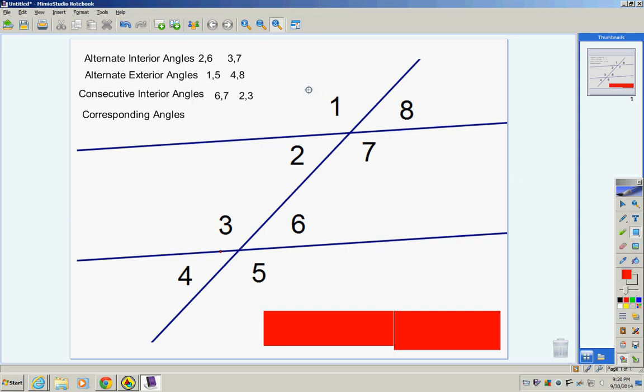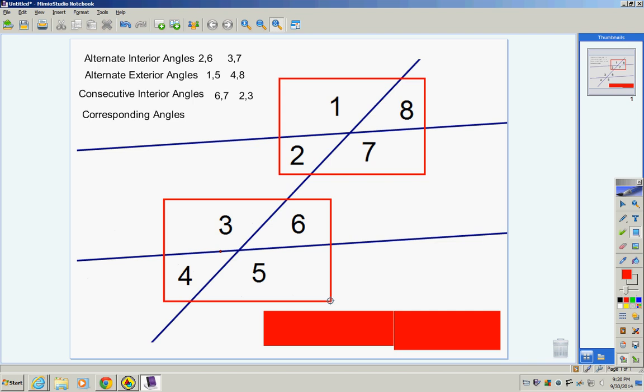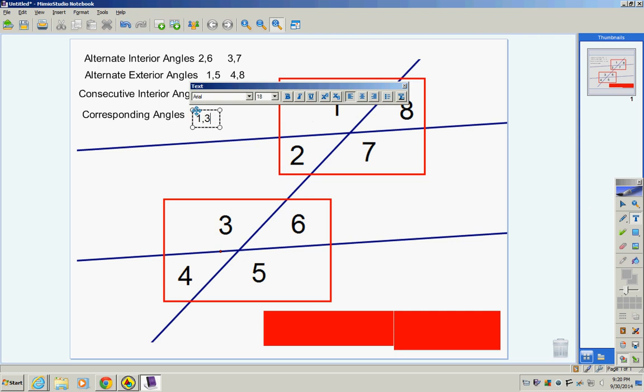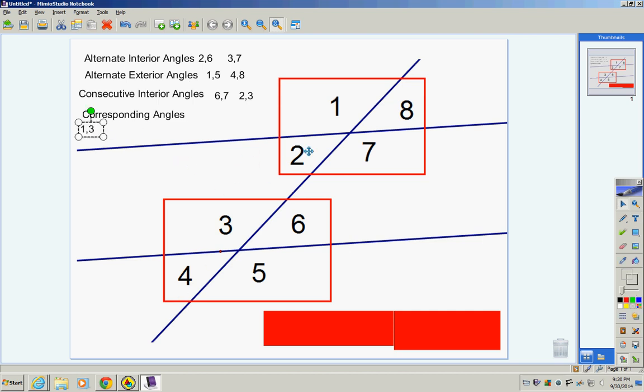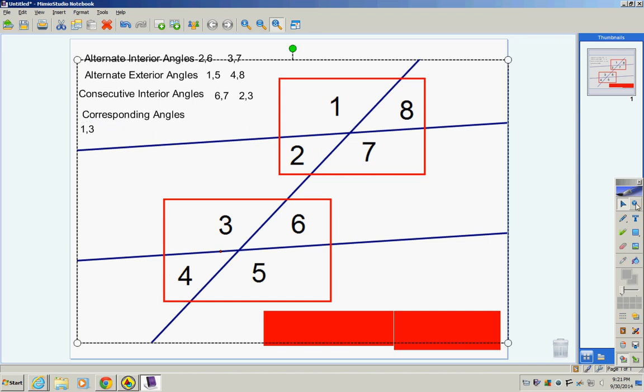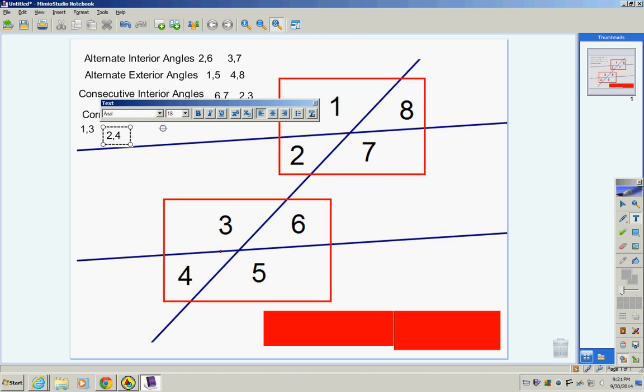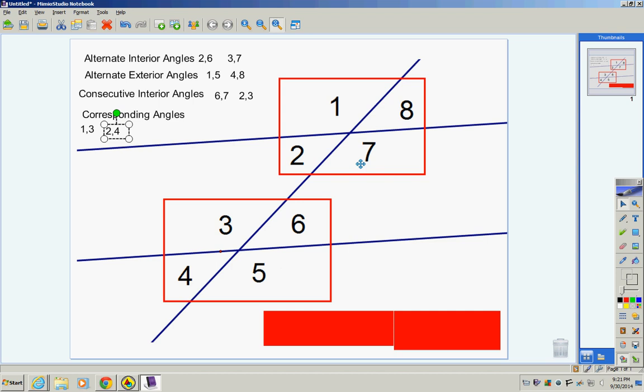So if I was to look at these 4 angles up here, and I was to look at these 4 angles down here, all right? You want to put together the ones that kind of match, that are in the same spot, okay? So if you look at 1 in this little group of angles, what would be in the same spot in the one down here? Well, it would be 3, right? 1 and 3 are corresponding angles. Okay. All right, how about another pair? 2 and 4 are both bottom left. They're corresponding angles. Also, 5 and 7 are both bottom right, and 6 and 8 are both top right.